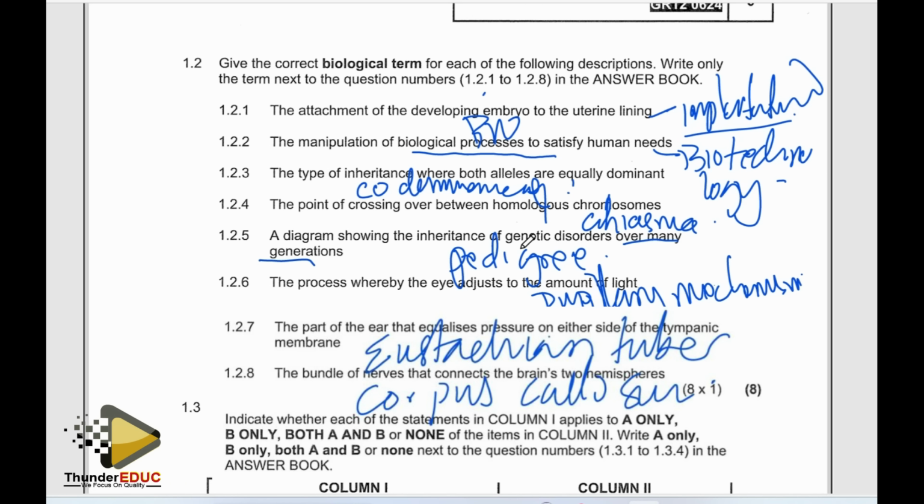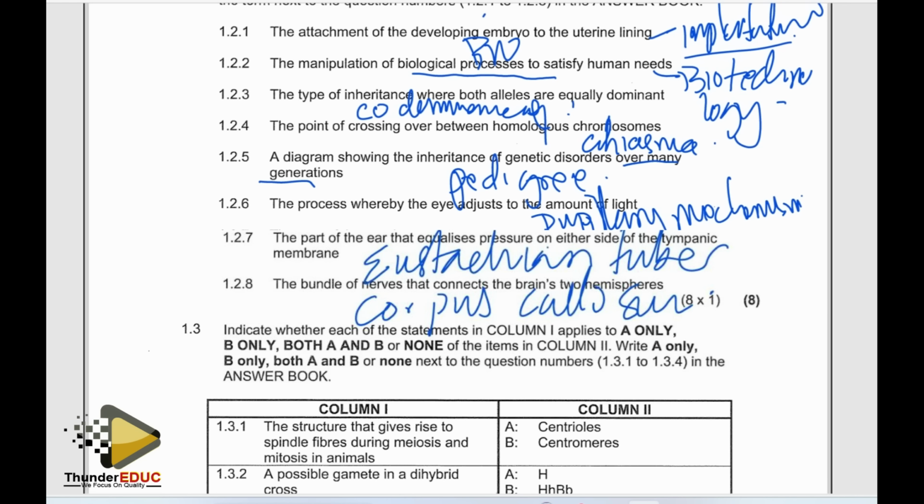They're saying the bundle of nerves that connect the brain's two hemispheres. We call it corpus. I always tell people, some people say corpus luteum, unless your reproductive part is in the brain. Okay, it's corpus callosum. So guys, basically I think you got 8 out of 8 when it came to that point.